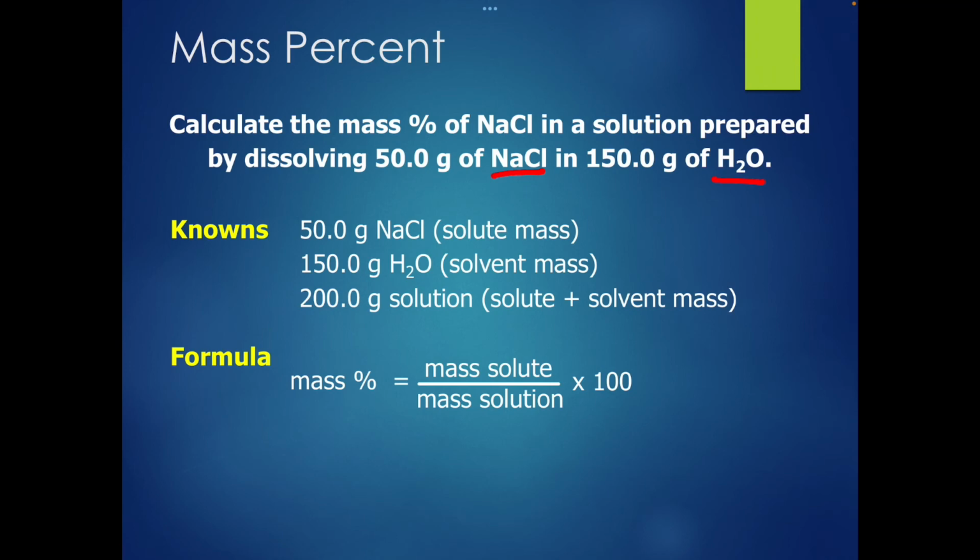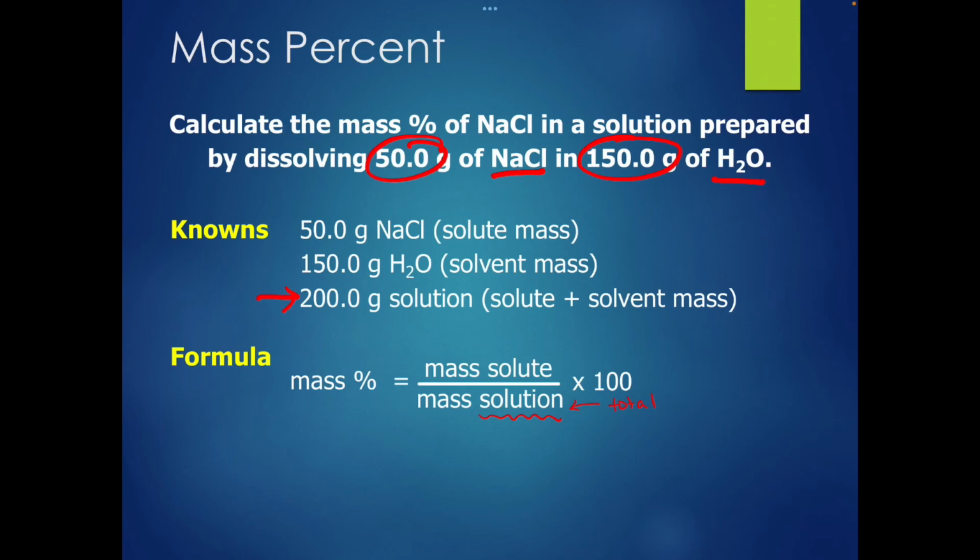And then it has 150 grams of water. But if you see down here, this says mass of the solution. So remember, this mass is going to be the total. To figure out the total, we take our 50 plus our 150, and that's where we're getting this mass of the solution.